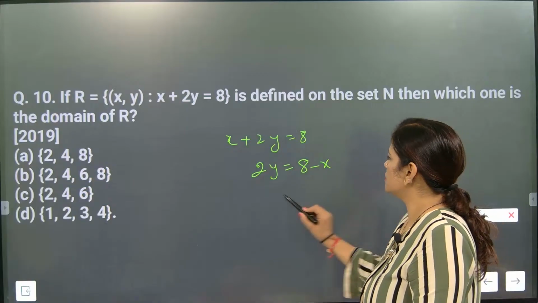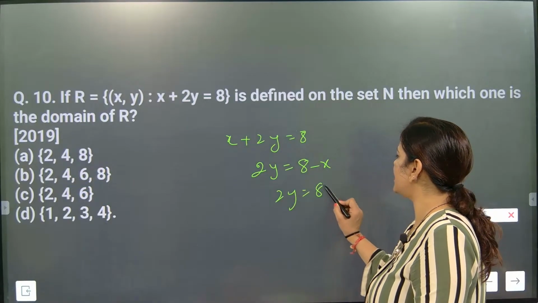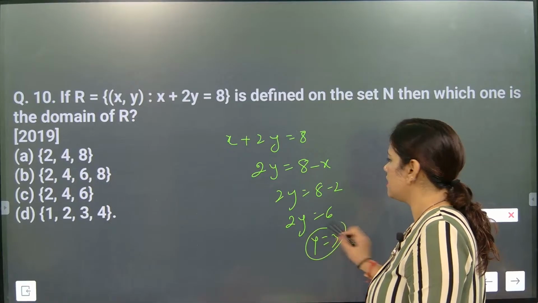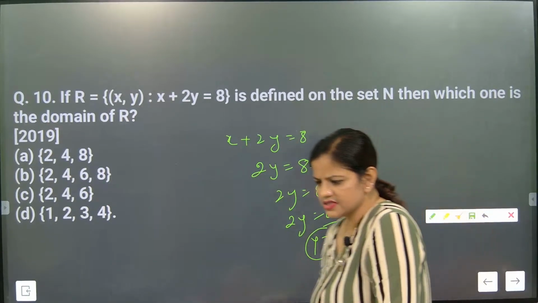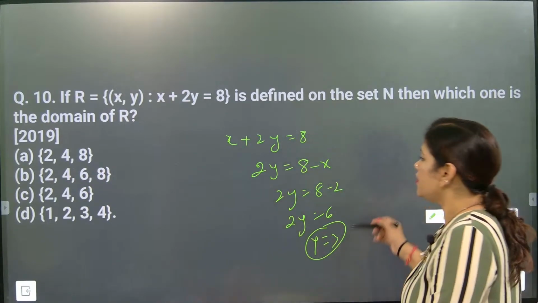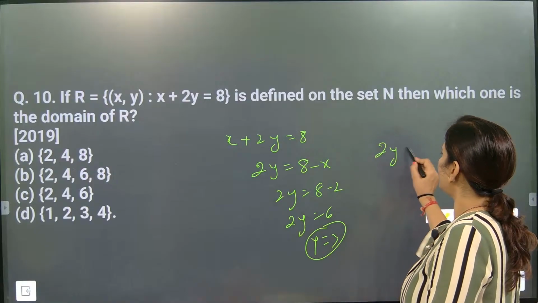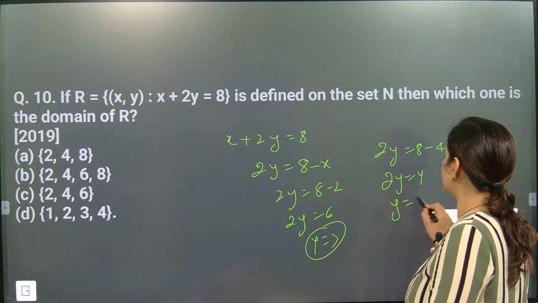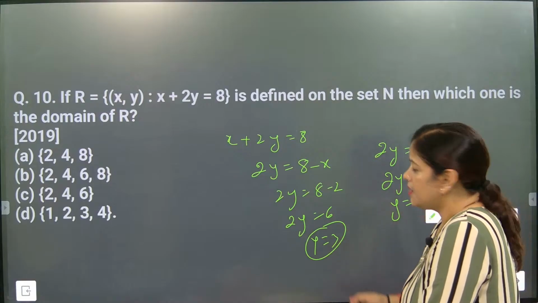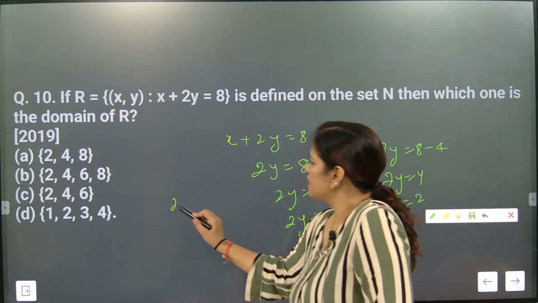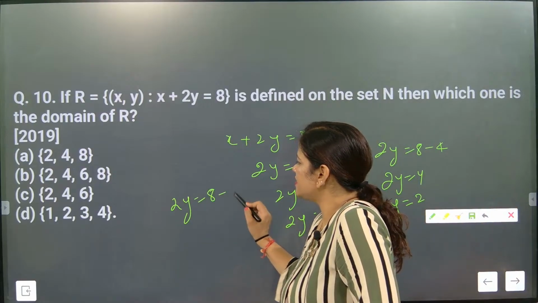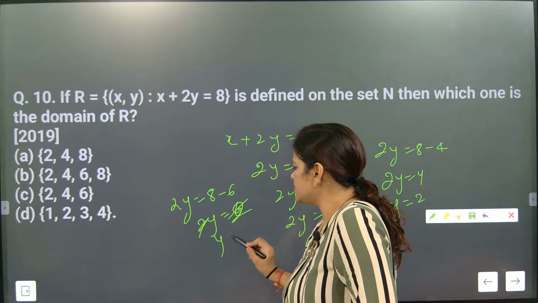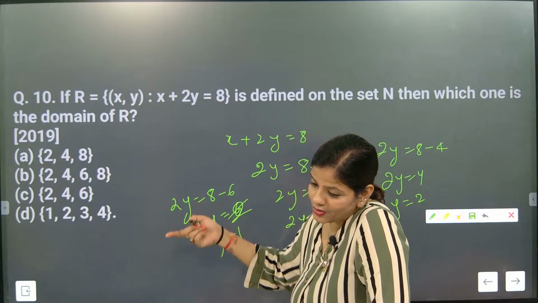First, you took 2. So, 2y is equal to 8 minus 2, so 2y is equal to 6, so y is coming as 3. Possible. y is coming a natural number, not at all a problem. Now 4: 2y is equal to 8 minus 4, so 2y is equal to 4, so y is equal to 2. Possible. Now here 2y is equal to 8 minus 6, so 2y is equal to 2, so y is coming as 1. Possible. But after that, not possible.